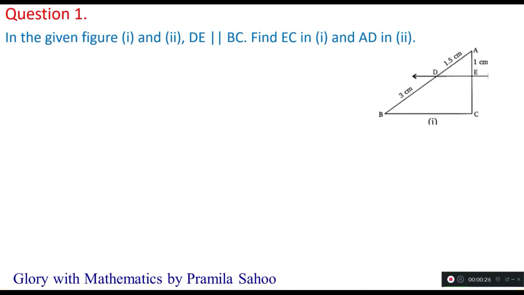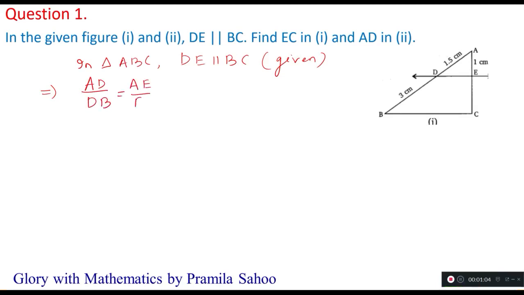So here figure 1 is drawn. In triangle ABC, DE is parallel to BC. It is given. So this implies, we know according to the basic proportionality theorem, if DE is parallel to BC, then AD by DB is equal to AE by EC, by the basic proportionality theorem.